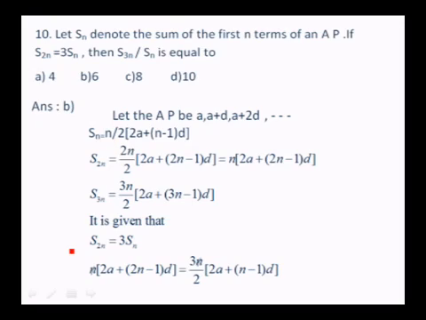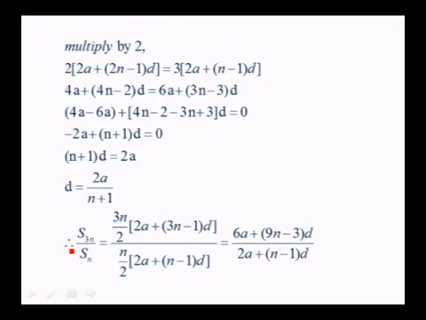Now he has given that S2n is equal to 3Sn. So use that. You know these two. n into 2a plus n minus 1 into d is equal to 3n by 2, 2a plus n minus 1 into d. So if you multiply by 2 and then simplify this one, you get n plus 1 into d is equal to 2a. So you have obtained the value of d. d is 2a over n plus 1.